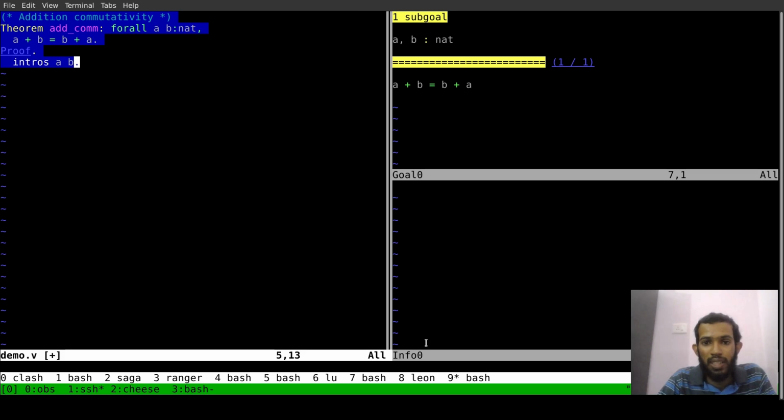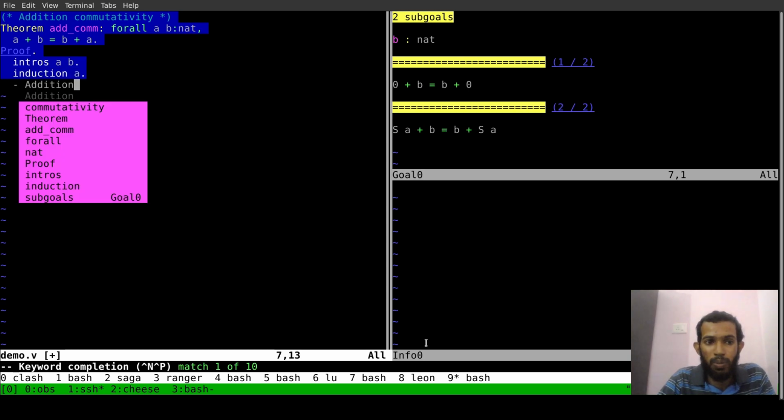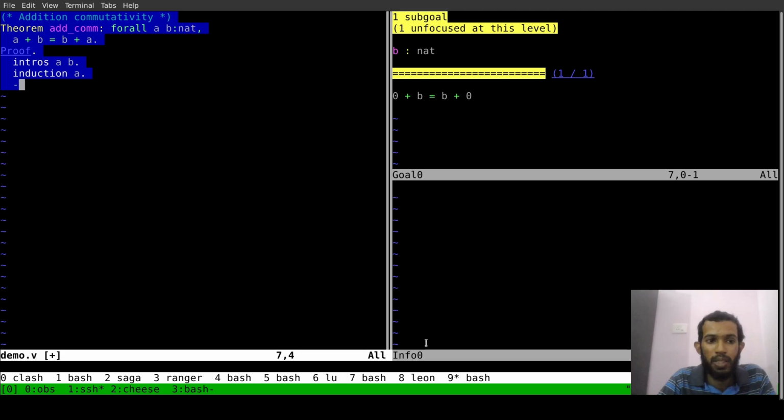Anyway, right, now I'm performing induction on one of these, a or b. I'm going with a. So I got two subgoals. I'm starting with the first subgoal. Okay, let me simplify that. The simpl tactic will be able to infer that 0 plus b is b, but it cannot automatically figure out that b plus 0 is b. So if you run simpl, the LHS will reduce to b, but the RHS will remain unchanged.